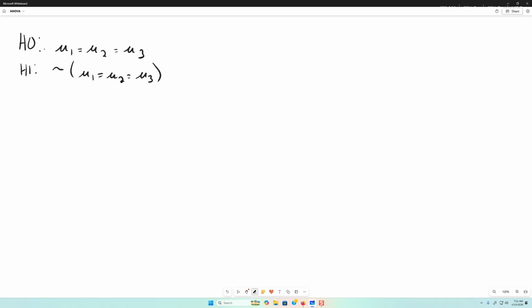So when we reject the null and we support the alternative, what we're saying is the means are not all the same. The groups are not all the same. The null is the groups are all the same. The alternative is the groups are not all the same. And that's all we can say. So when we reject the null, that's all we can say is that 3 groups are not the same, 4 groups, however many groups you have.